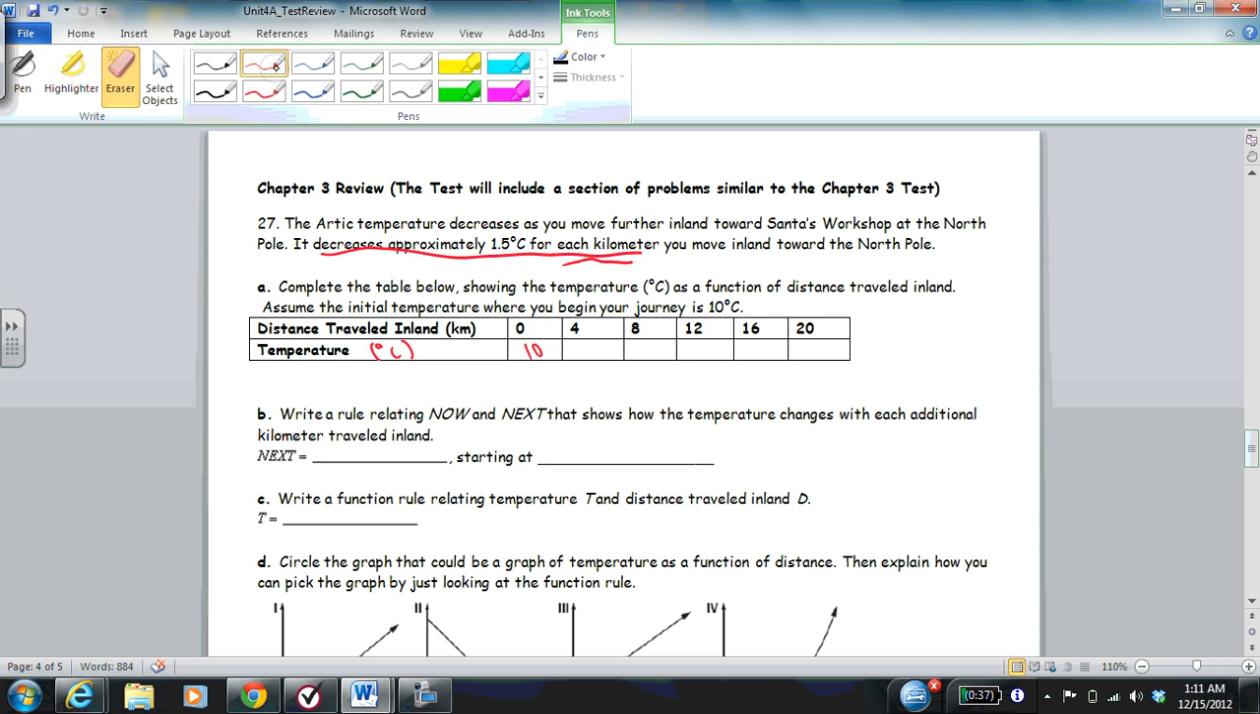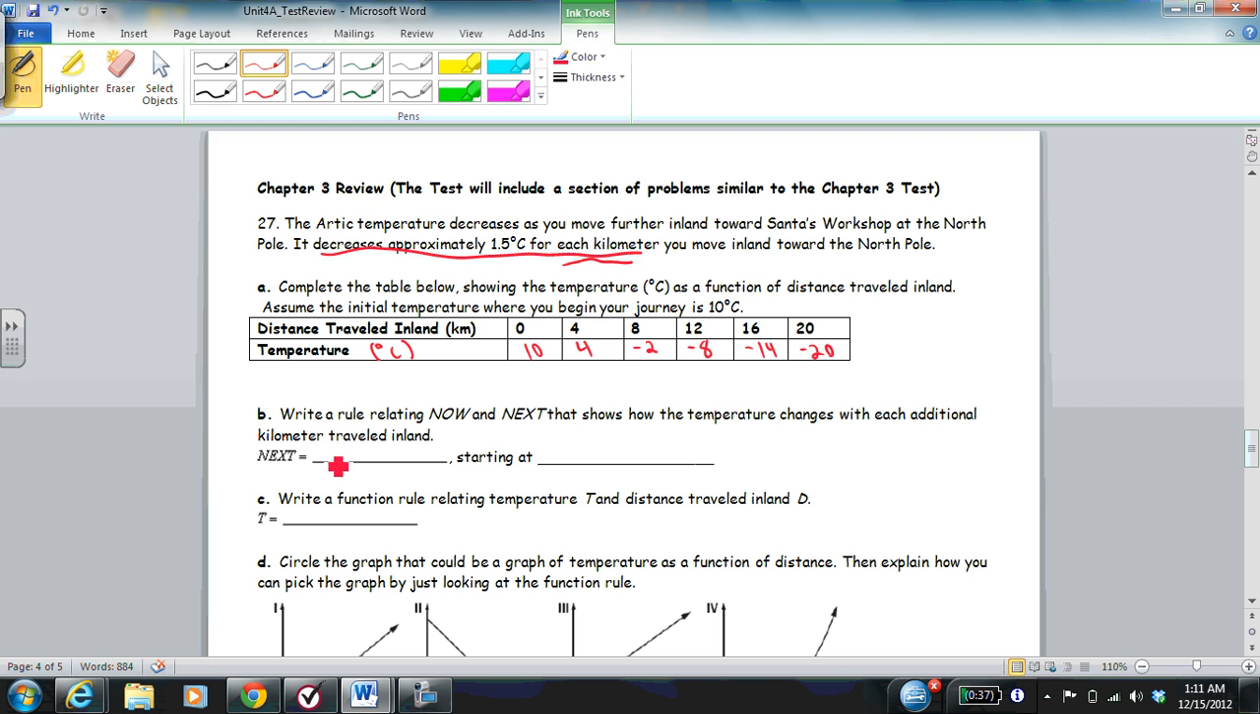So from 0 to 4, each time we go up 1 kilometer, we'd be going down 1.5 in temperature. So that's a total of 1.5 times 4, 6 degrees Celsius that we go down. So 10 minus 6 is 4 degrees Celsius. Subtract 6 again, that's negative 2 degrees Celsius. Subtract 6, that's negative 8. Subtract 6, that's negative 14. And subtract 6, it's negative 20. That's cold.